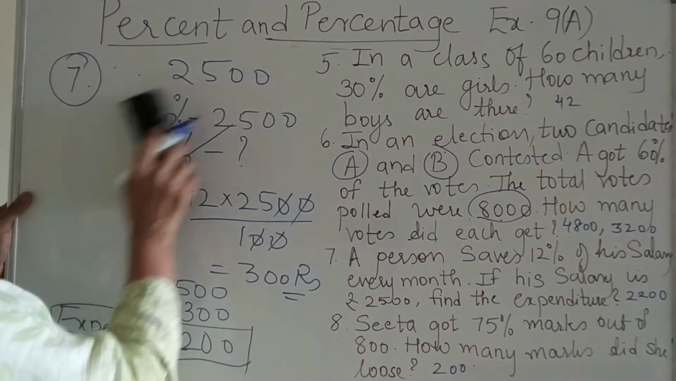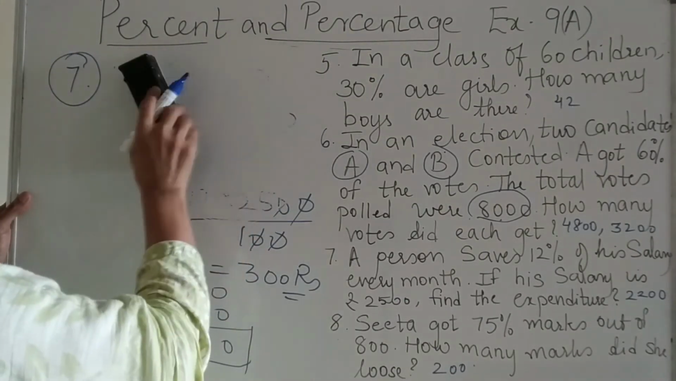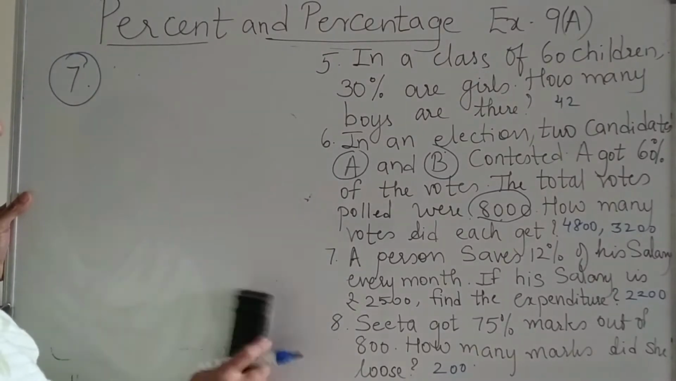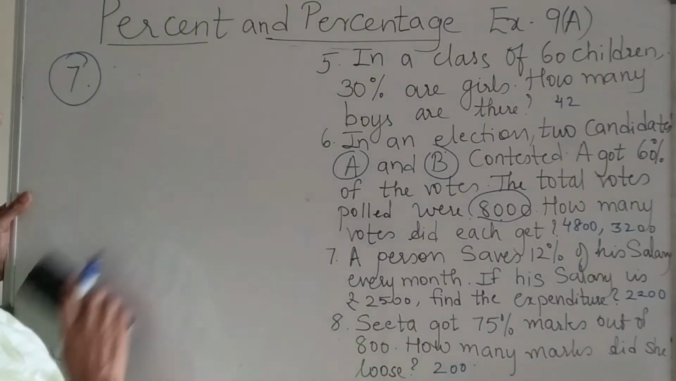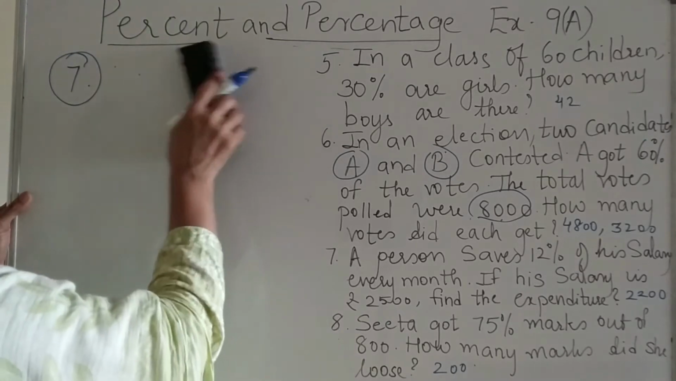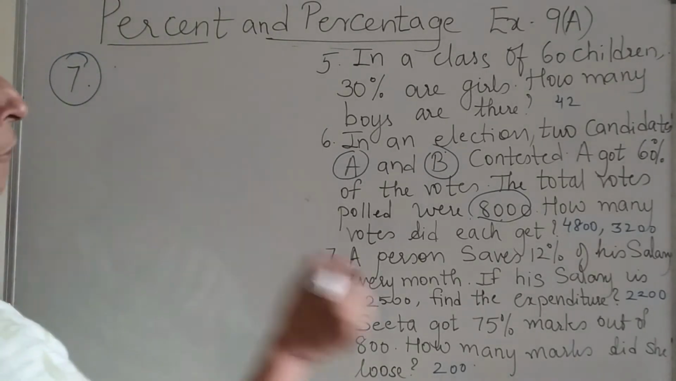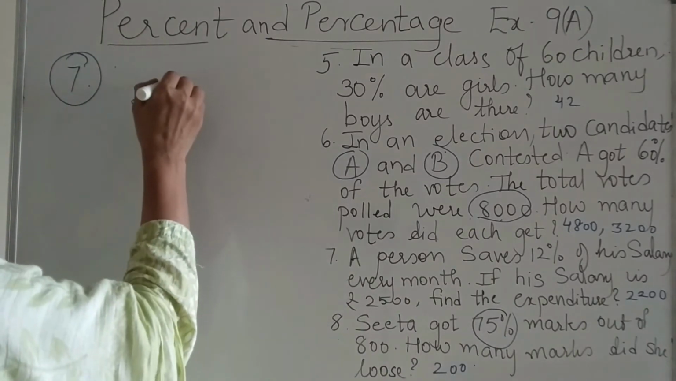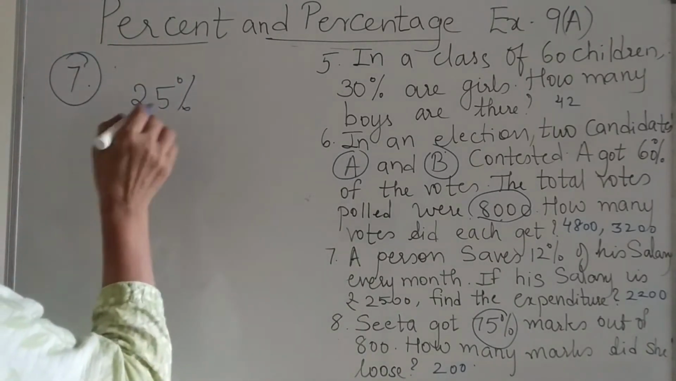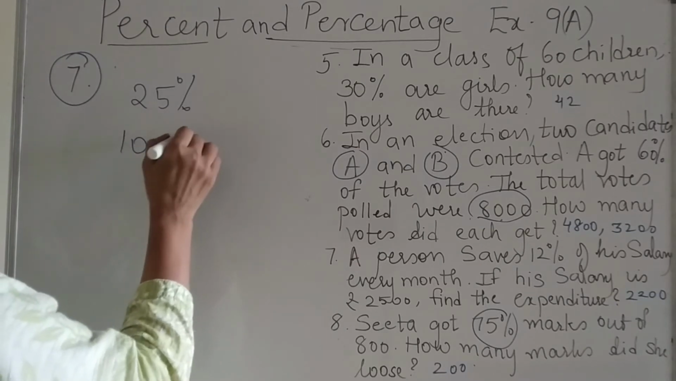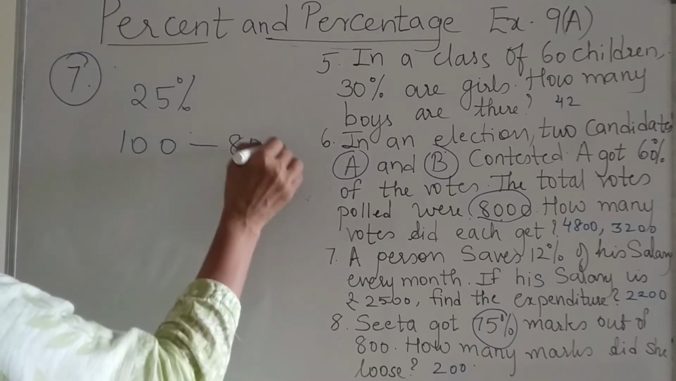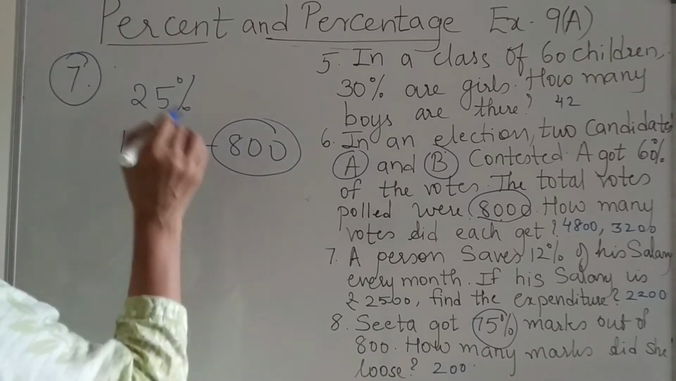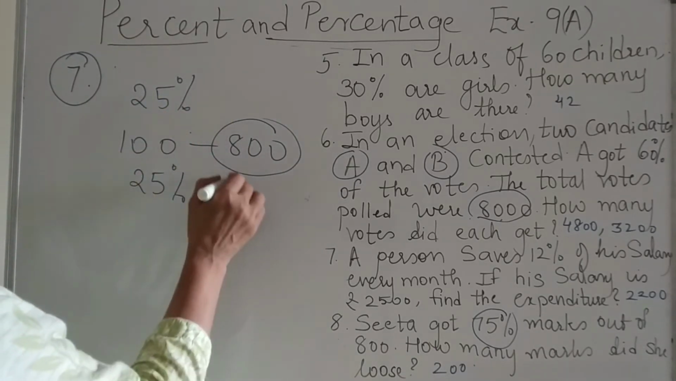Now 8. Sita got 75% out of 800. But the question is, how many marks did she lose? She lost, if she got 75%, then she lost 25%. So here the total is how much? 100% is how much? 800 marks. So 25% now is how much?